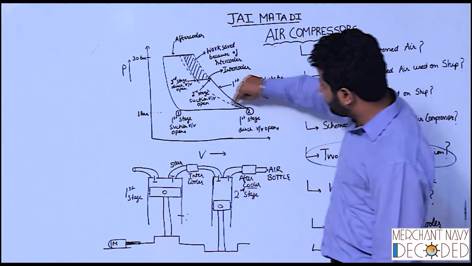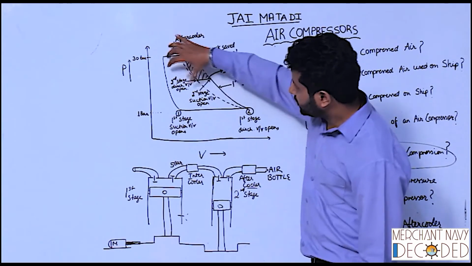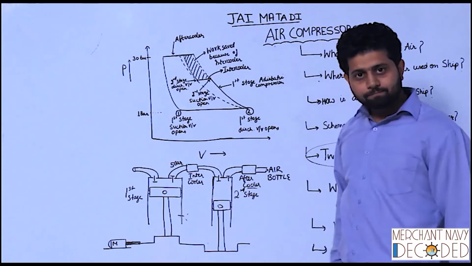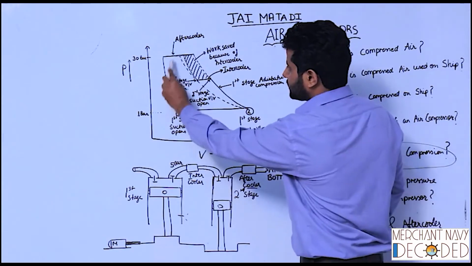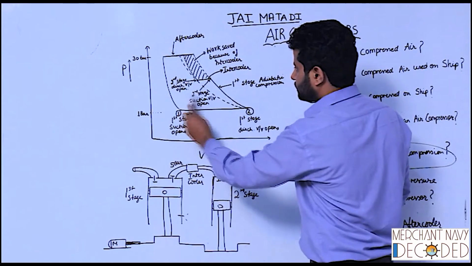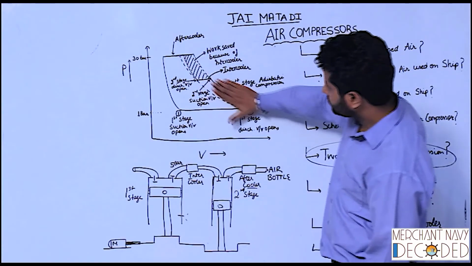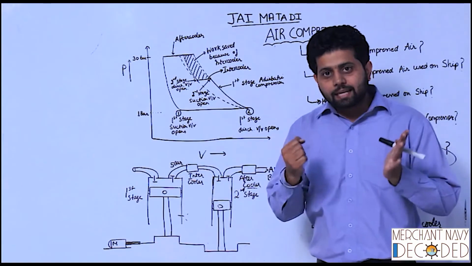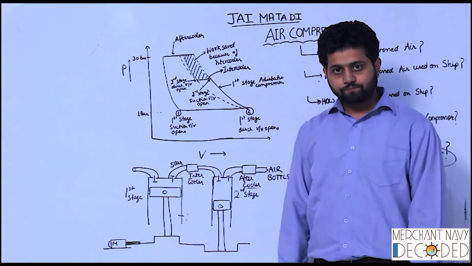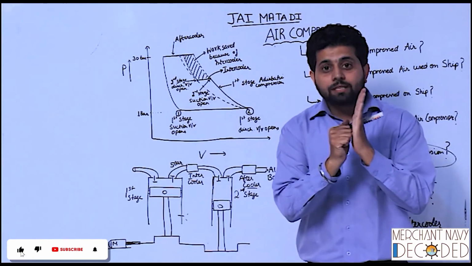If this curve would have been like this, then the area would have been from this point to this point only. So net work done would have been very less. Then net work done would have been this. This would not have been there. But actually, we are getting adiabatic compression.